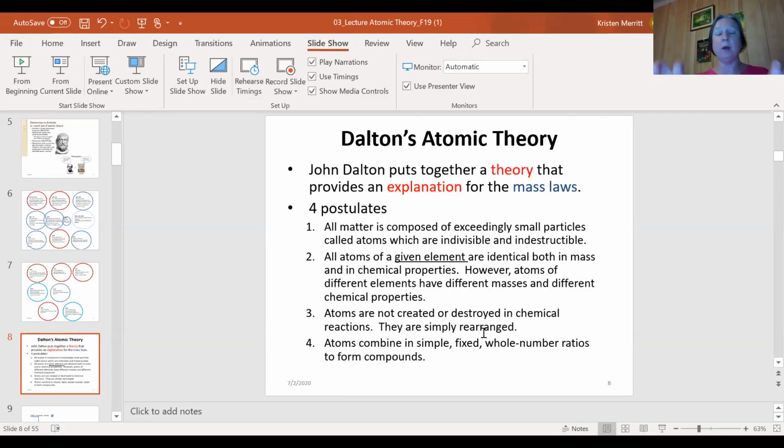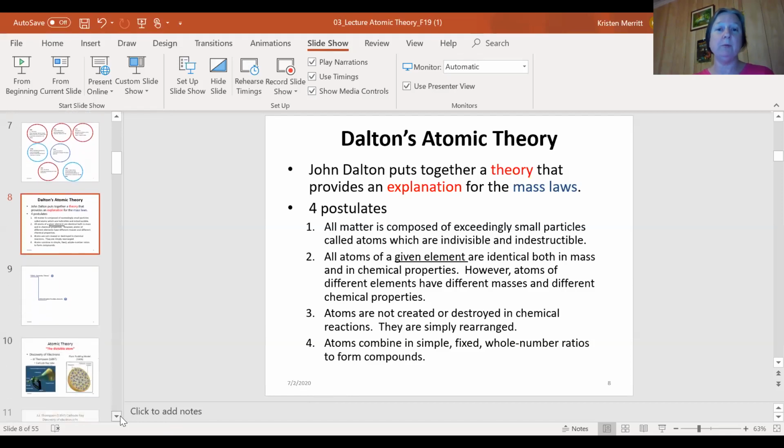So they figured out the ratios of each of these by mass and by volume. And atoms combine in simple fixed whole number ratios. We have no fractions in chemical molecules. So early 1800s, and we still use those today.